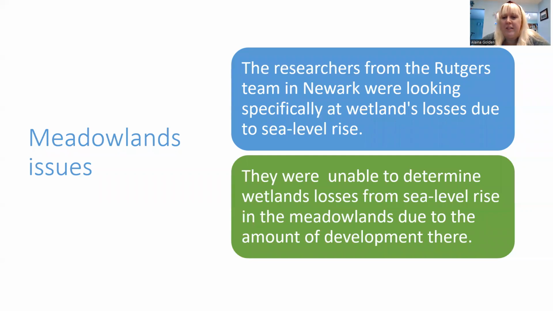So the researchers from the Rutgers study, the team from Newark, were looking at wetlands losses due to sea level rise. What was kind of ironic here is that they couldn't determine if there were wetlands losses from sea level rise because of the amount of development that was happening there. It was sort of like the purpose of their study was null and void. You couldn't even tell what was being lost because of sea level rise because it was being lost due to other things like development.